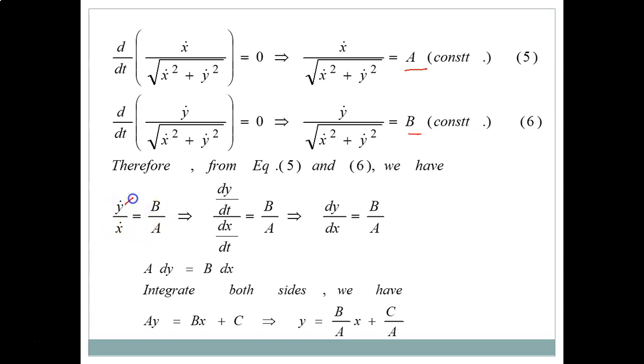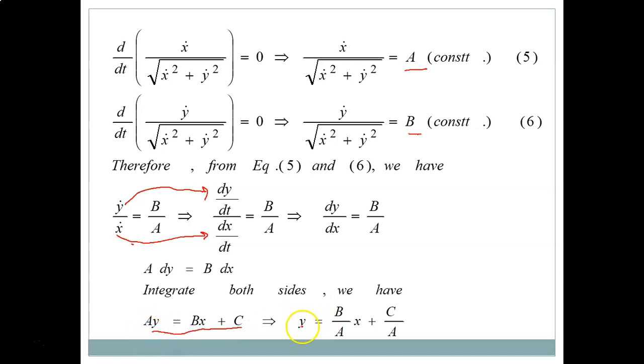But what is the meaning of y dot? Y dot means dy by dt, and x dot means dx by dt, equal to b by a. Now by the chain rule of differentiation, you can say that this dy by dt over dx by dt can be written as dy by dx, and this is equal to b by a. Now separating the variables and integrating both sides, we get this type of equation after solution.